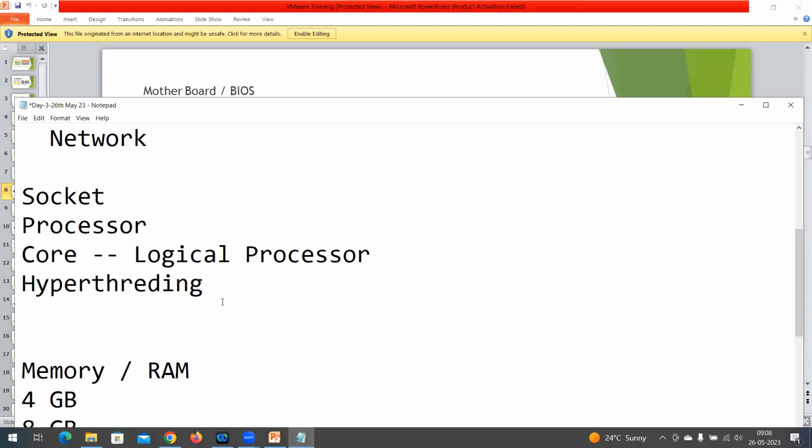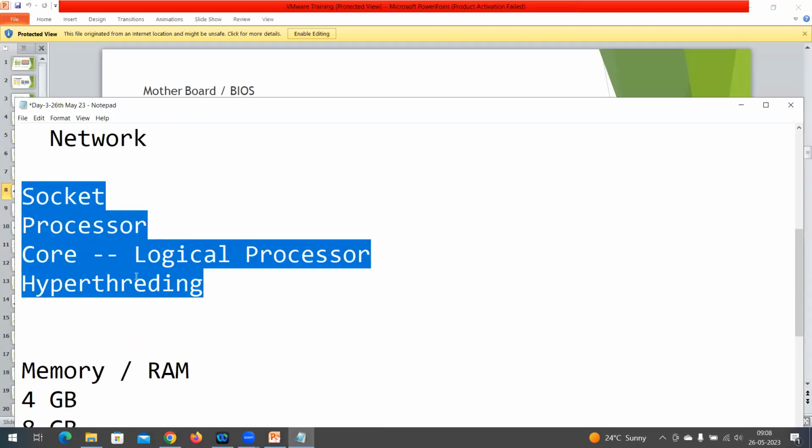Do you have any doubts on socket, processor, core, and hyperthreading?